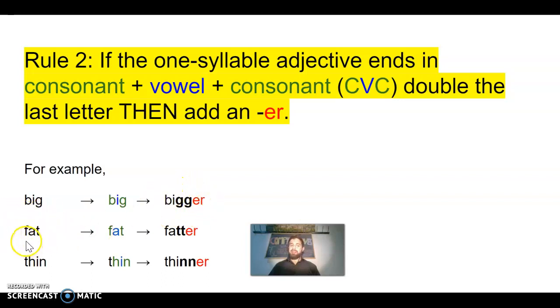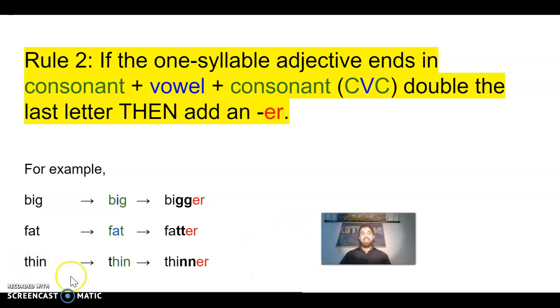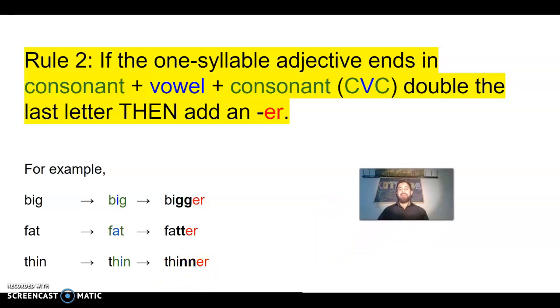Fat, F is a consonant, A is a vowel, and T is a consonant. It's a CVC. How many syllables is it? Fat, one. A one-syllable CVC adjective, we make it fatter. Now over here, the last one, thin. Consonant, vowel, consonant. We double the N, the last letter, and we go thinner.